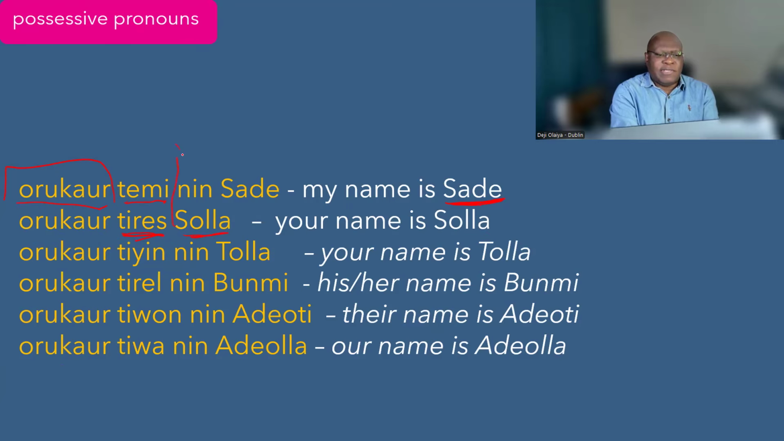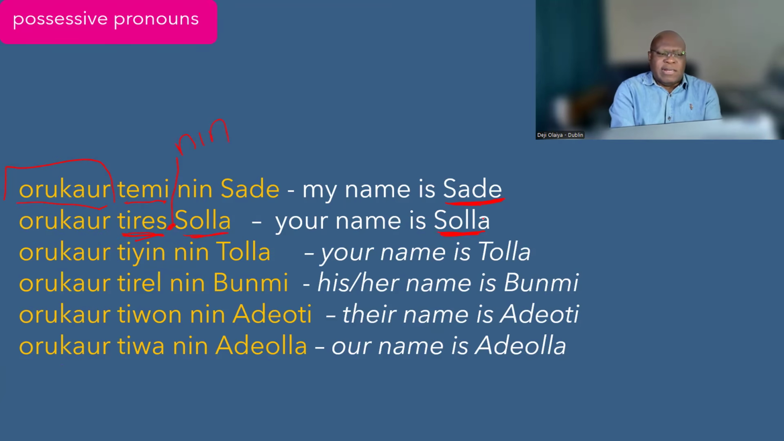The name here is missing. Orúkọ tiẹ̀ ni Ṣọlá. Ṣọlá. Your name is Ṣọlá. Ṣọlá is another name that could be either feminine or masculine, so both male and female.